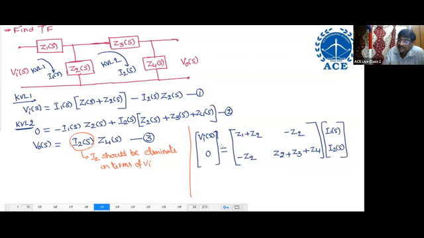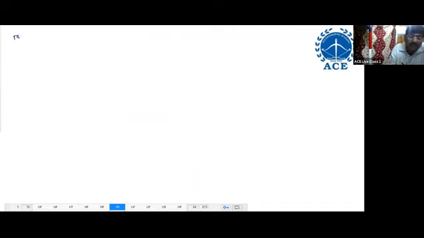Vi of S equal to Z1 plus Z2 into I1 minus Z2 I2. Same thing like this. Now get the I2 of S by using Cramer's rule. Okay, I'll write in the next page. By using Cramer's rule, what do you want? I2 of S you want.